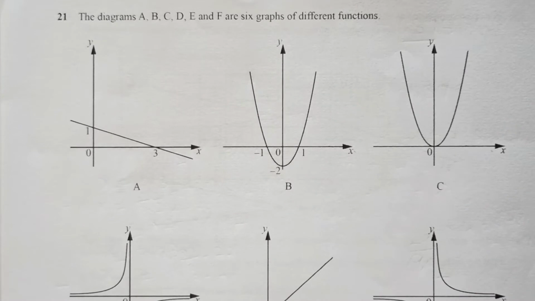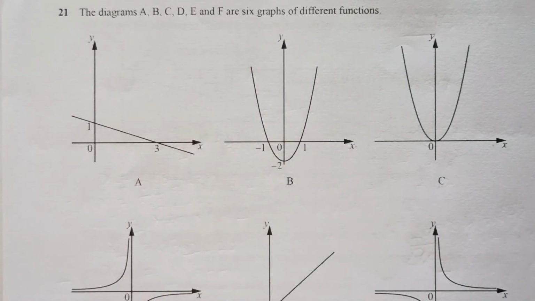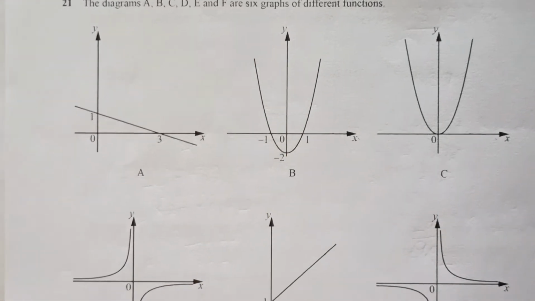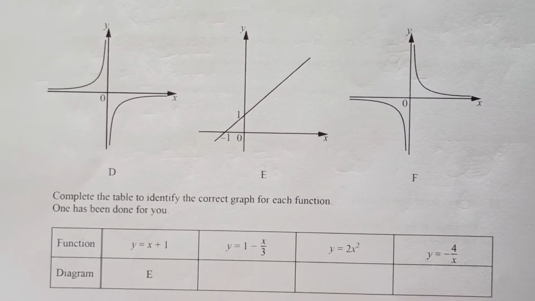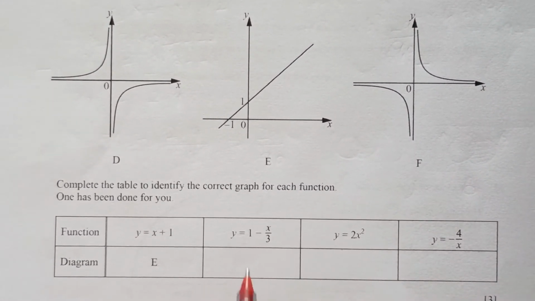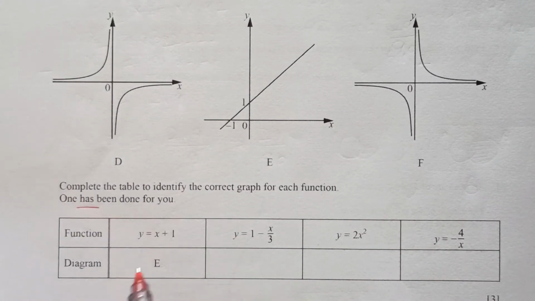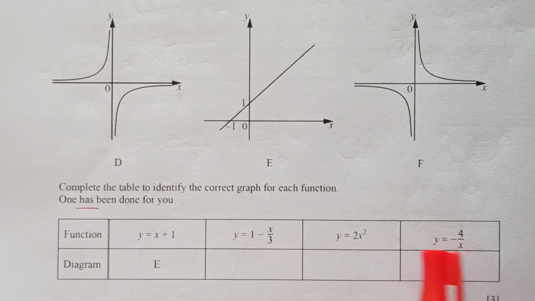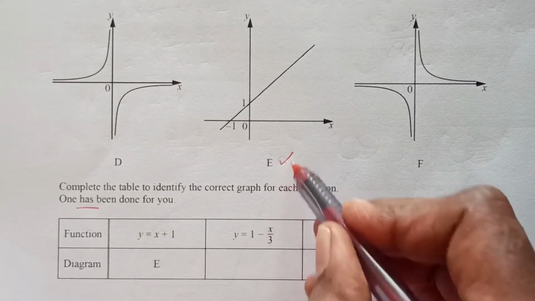Okay, so question 21. The diagrams A, B, C, D, E and F are 6 graphs of different functions. You can see there are 6 graphs here. The question is, complete the table to identify the correct graph for each function. One has been done for you. So the first one is done for us. We can see here, if you compare the equations, this is a straight line which is done from here. The E part is done.